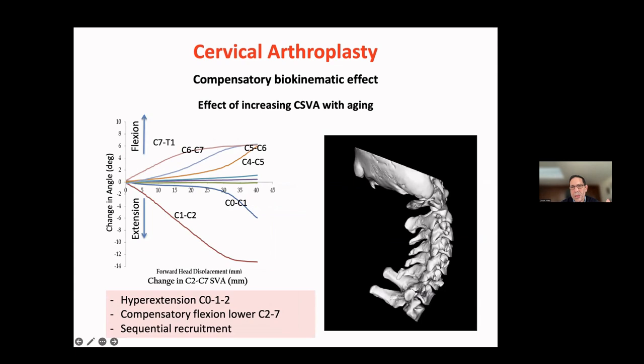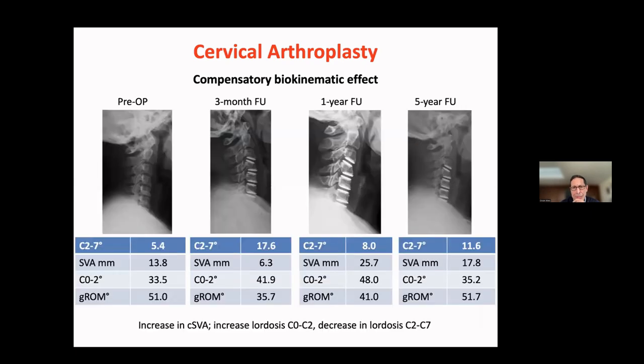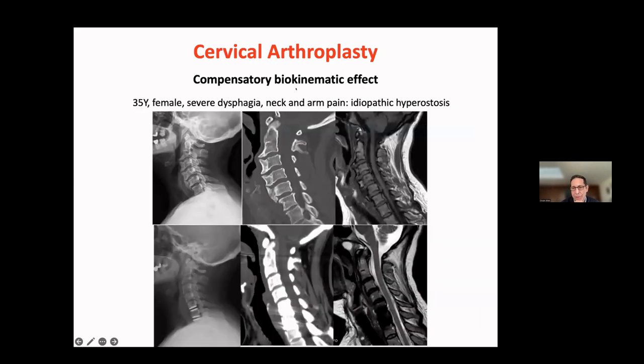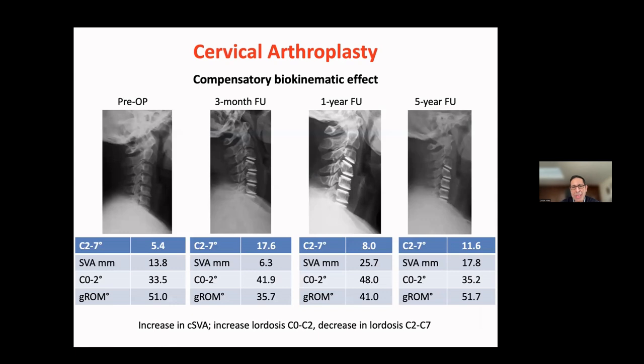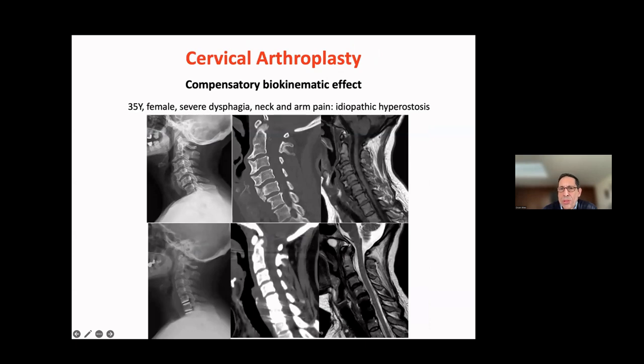If you do a fusion, you lose this capacity. Just to show here some examples, 45 years old female, and over the years, 5 years follow-up, there was an increase in cervical SVA, an increase in lordosis C0-C2, and a decrease in lordosis from C2-C7. This is a case of idiopathic hyperostosis, where we dared to do a cervical arthroplasty.